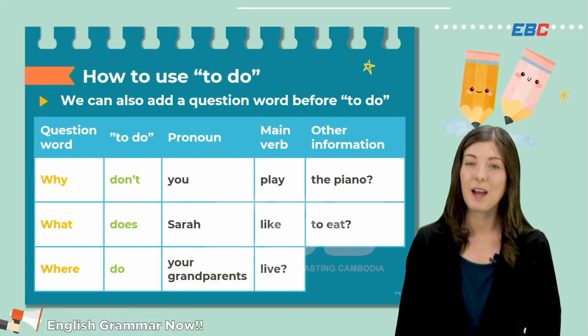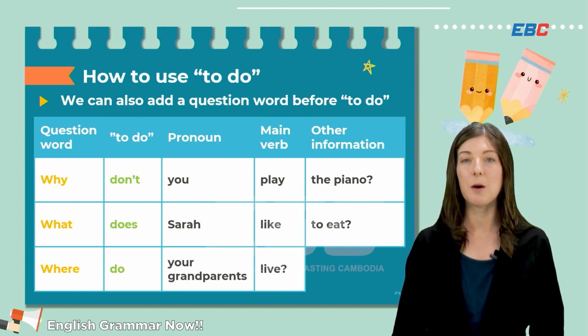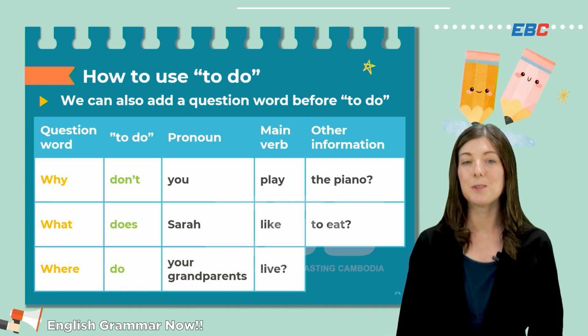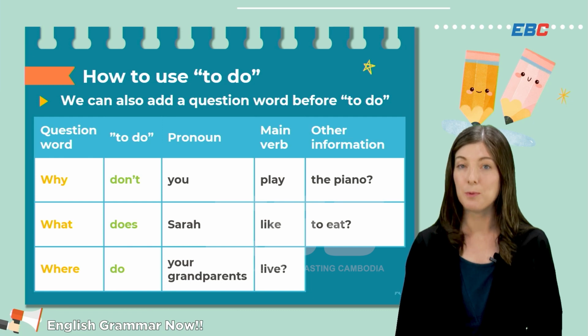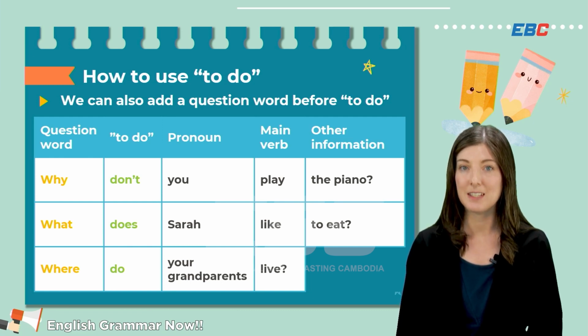We can also add question words into questions with do. Just like in questions with to be, the question word will come at the very beginning of the question. For example, why don't you play the piano? What does Sarah like to eat? Where do your grandparents live?